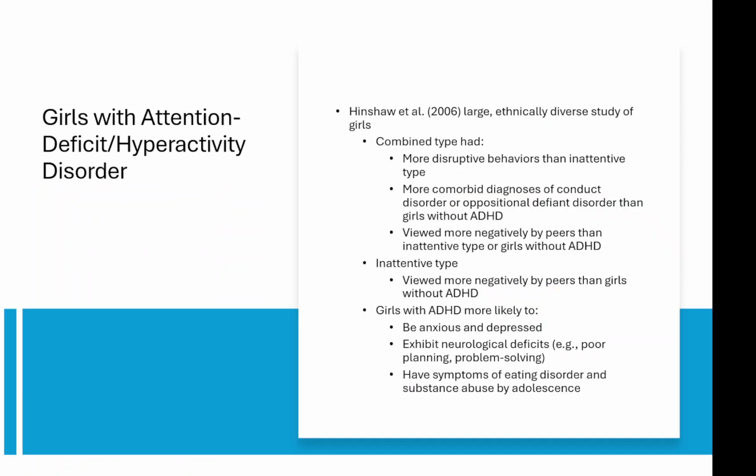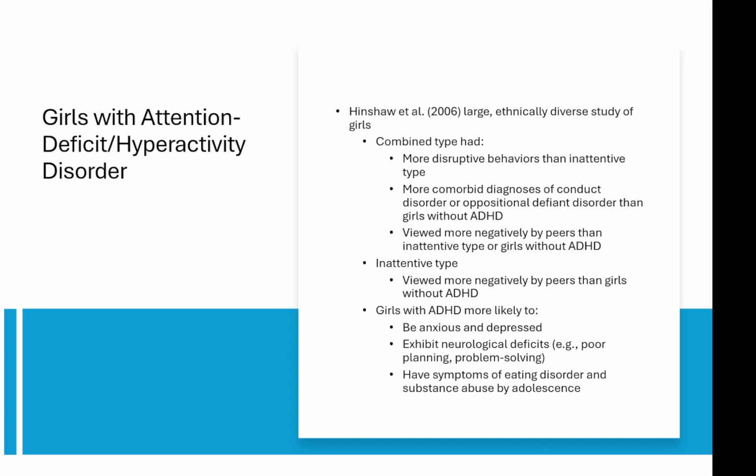When it comes to ADHD, there are notable differences between how it is presented in boys and girls. While ADHD is more commonly diagnosed in boys, it is often underdiagnosed in girls. A 2016 study examining an ethnically diverse group of girls found that those with the combined type of ADHD exhibited more disruptive behaviors, while those with the inattentive type showed higher rates of comorbid diagnoses such as conduct disorder and oppositional defiant disorder. So girls with ADHD were more likely to experience co-occurring disorders compared to girls without ADHD.